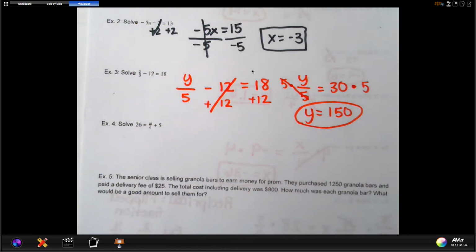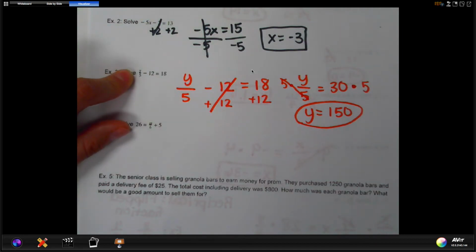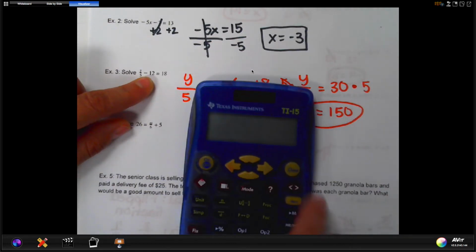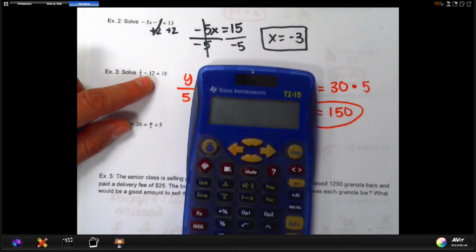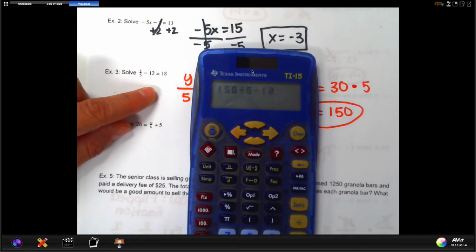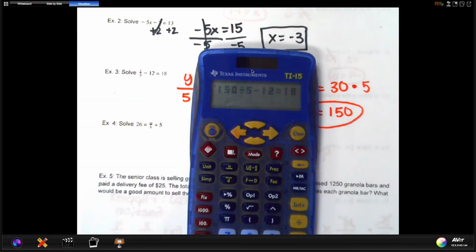And the reason it's large is you've got a fraction in here. So 150 divided by 5 minus 12. You might want to double check that in your calculator if you're unsure. 150 divided by 5 minus 12. Does it equal 18? It sure does. We did it correctly.